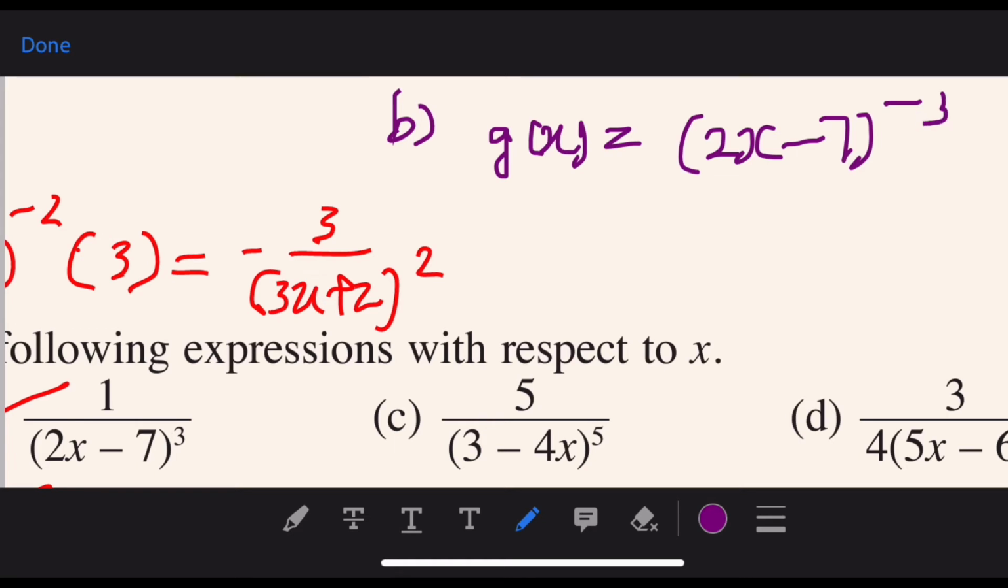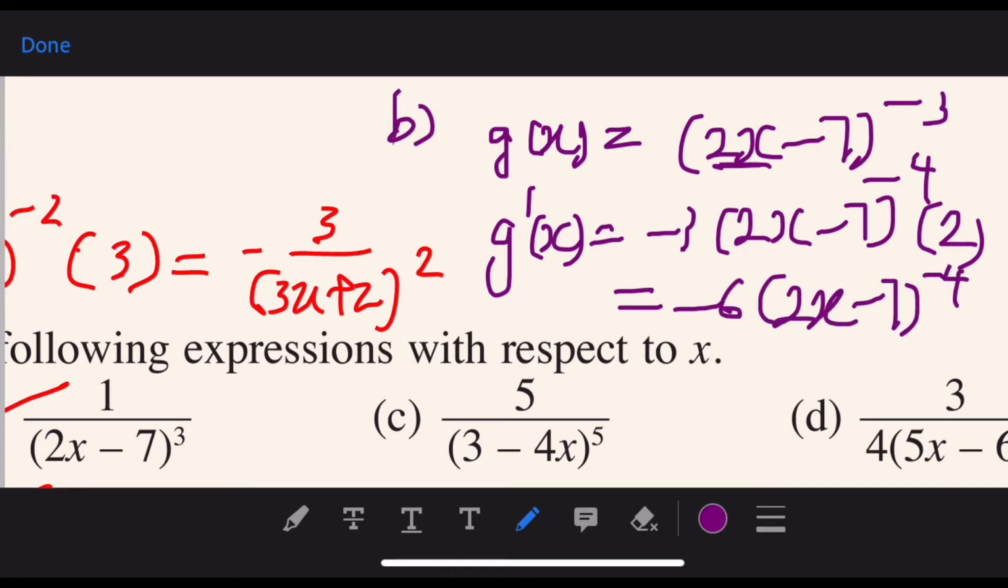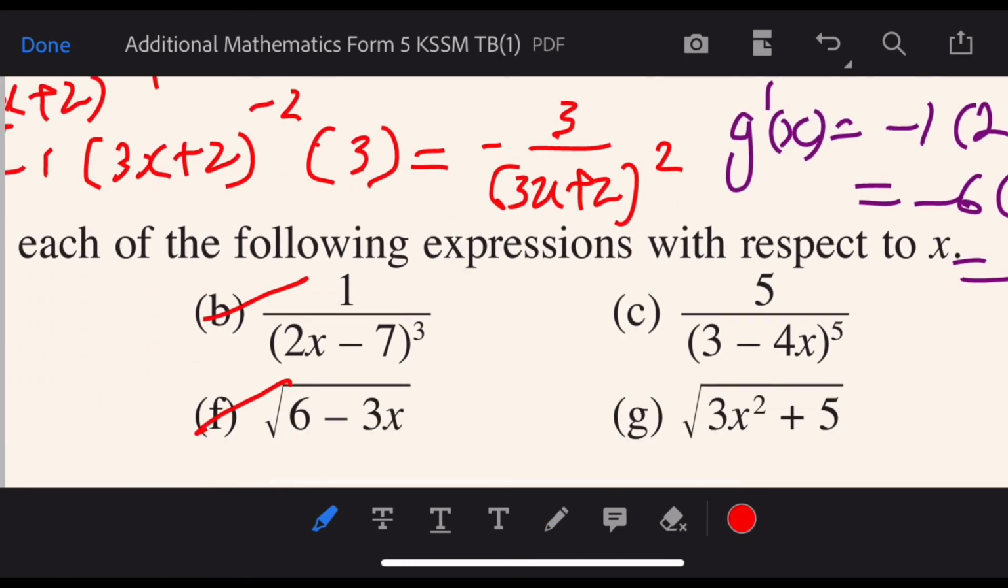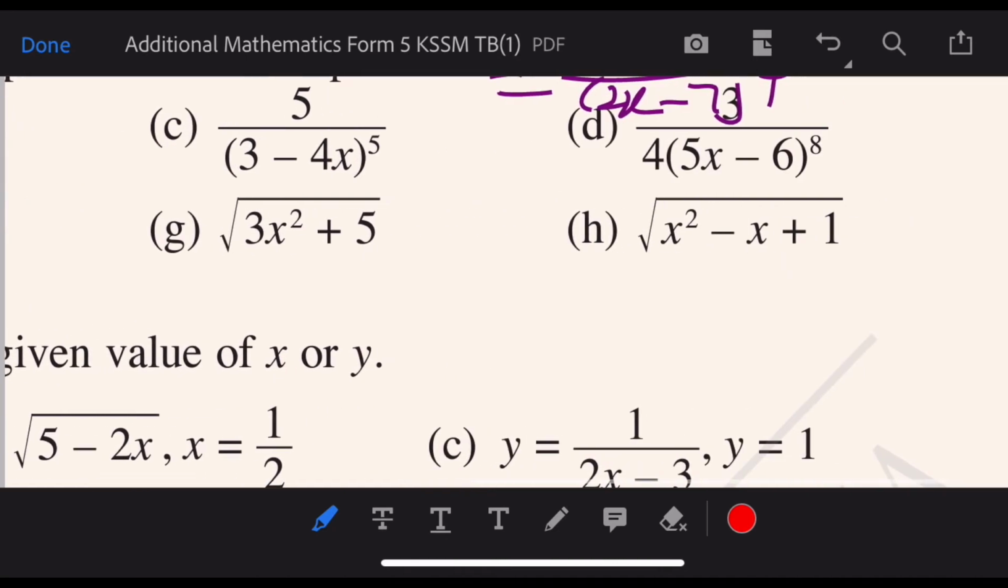Alright, so now I bring up the power, it becomes negative 3, right? Then g prime x, you know, negative 3, then 2x minus 7, then minus 1 will be minus 4, and then don't forget to differentiate inside the bracket. So negative 6, 2x minus 7 to the power of negative 4. Then you can write it as negative 6 over 2x minus 7 to the power of 4. Alright, settled? So I think I do one about the square root for you.